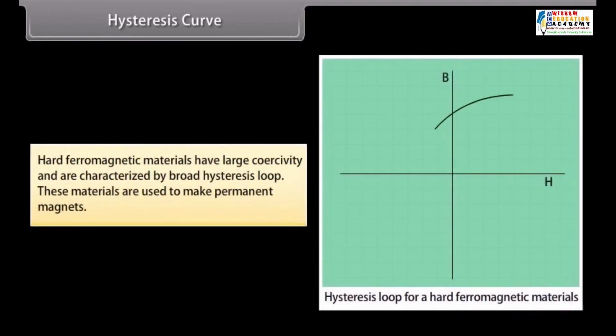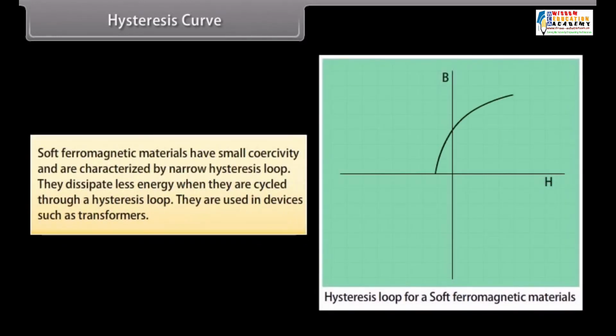Hard ferromagnetic materials have large coercivity and are characterized by a broad hysteresis loop. These materials are used to make permanent magnets. Soft ferromagnetic materials have small coercivity and are characterized by a narrow hysteresis loop. They dissipate less energy when they are cycled through a hysteresis loop. They are used in devices such as transformers.